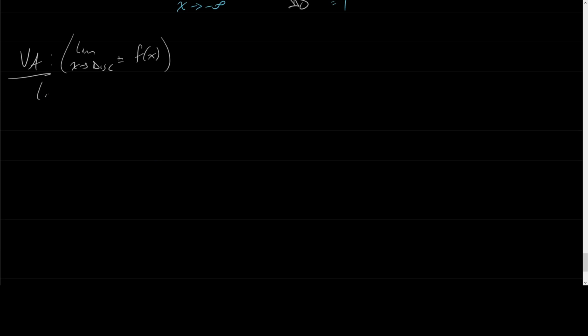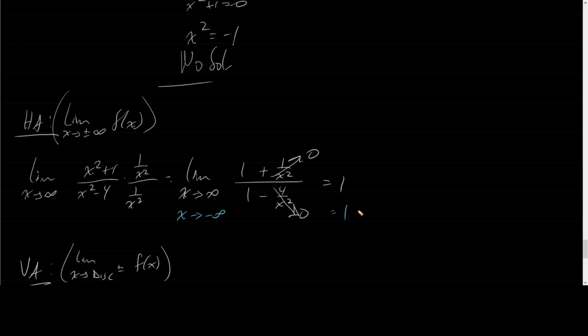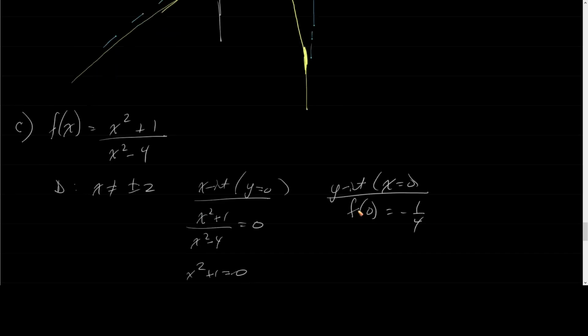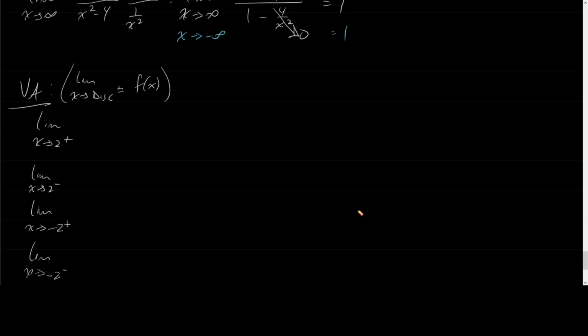So we're going to take the limit as x goes to 2 from the right, the limit as x goes to 2 from the left, the limit as x goes to negative 2 from the right, and the limit as x goes to negative 2 from the left. All right, and we're doing this for our function, right? And let's see, what was our function? x squared plus 1 over x squared minus 4. I'm going to write it as x squared plus 1 over x plus 2 times x minus 2.